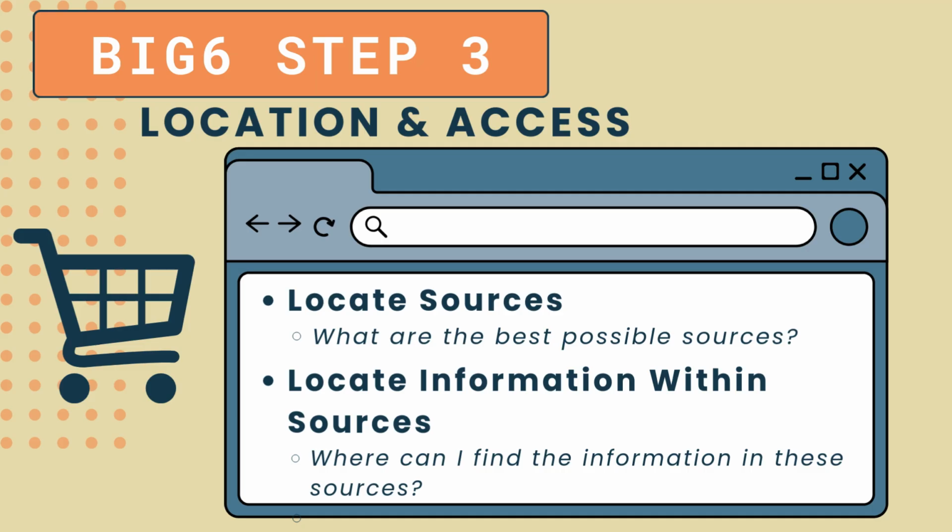The next step is about location and access. So you made a list of the sources that you need, and you are going to locate them. So think about being at the grocery store. You've made a list, and now you're going to take those items and you're going to put them in your cart. And then you're going to look for information within those sources. So if you're on the pasta aisle and you're looking for spaghetti, then you're going to locate the pasta aisle and then walk down the pasta aisle and locate the spaghetti and add it to your cart.